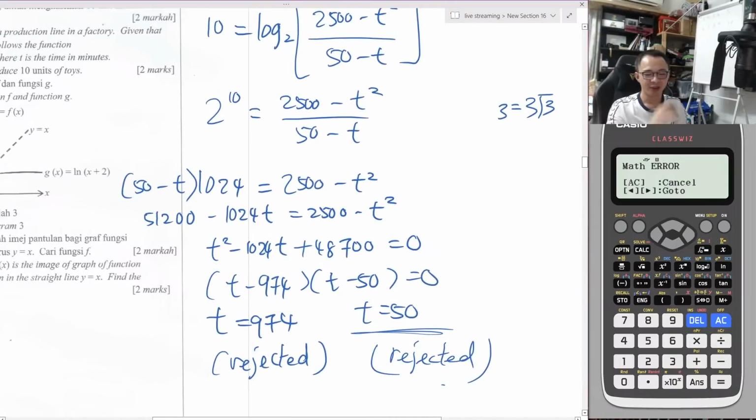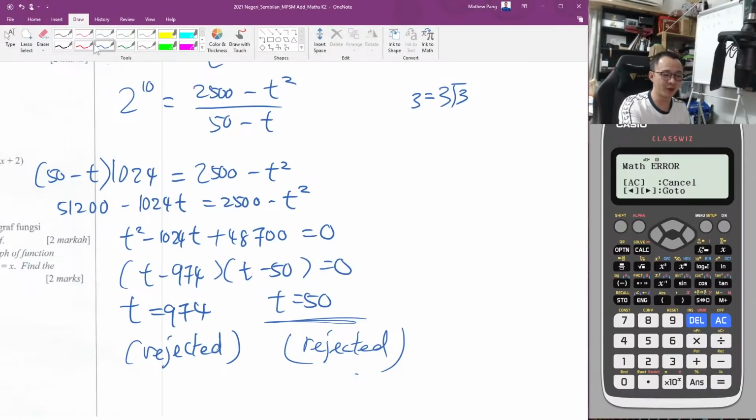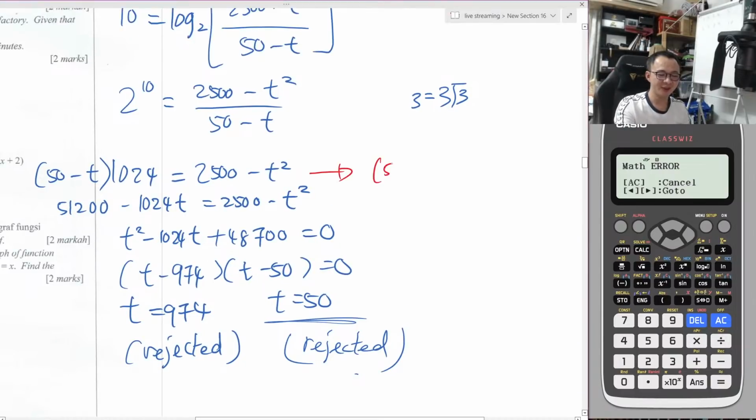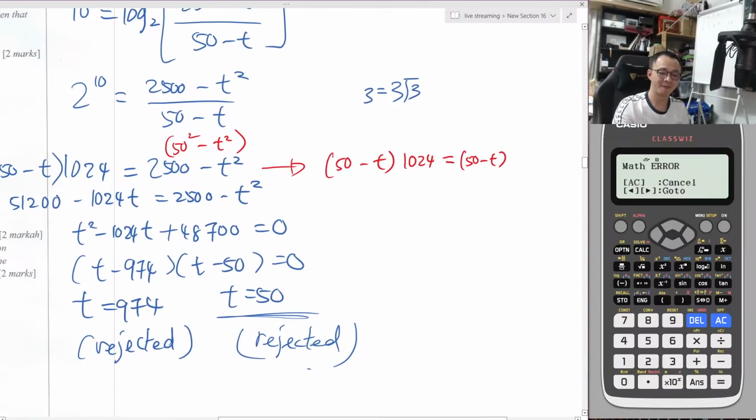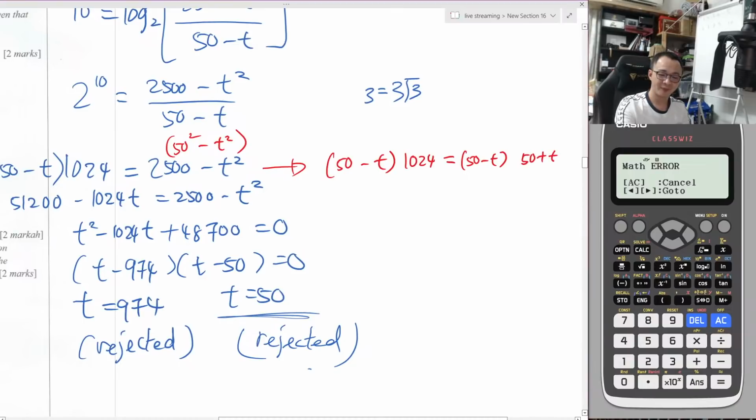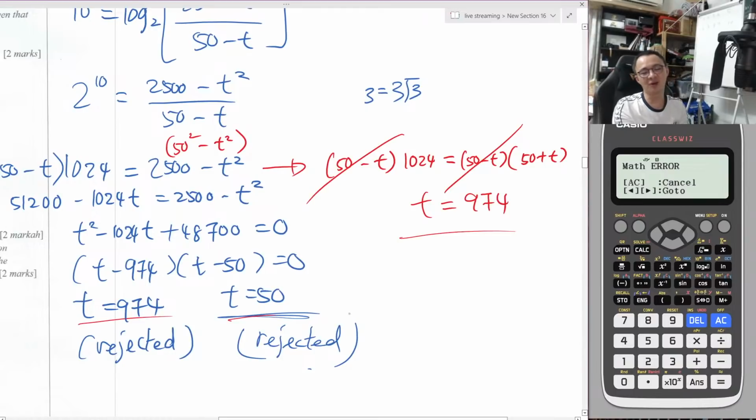Oh, yeah, some students say you can further simplify here. Okay, good to know that. Will we get a different result? 50 minus t, this is 1024. The students say because this is 50 squared minus t squared, so this one we can say 50 minus t, 50 plus t, right? Then we just imagine we can delete them. Then t is still equal to 794. But there's no difference because I also got both of the answers.